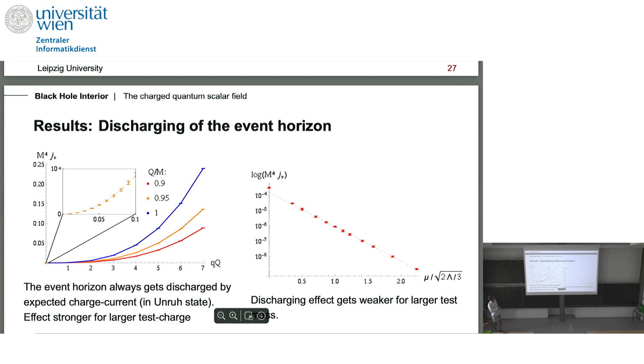And then you have different curves for a different value of the charge of the field. And it's quite clear from this plot that the larger the charge of the test field, the easier it is to neutralize. So more charge will be carried away from the event horizon by the quanta of the charged field. And so you have a larger value of the current. And this is supposed to be showing that the discharging effects, again, of the ordinary event horizon get weaker for larger test mass of the field. And this, you would say, is because it takes more energy now to create a Hawking pair, because you have to create at least a quantum of the rest mass, and therefore this effect is weaker. So these are numerically produced plots, but they show exactly what you expect.